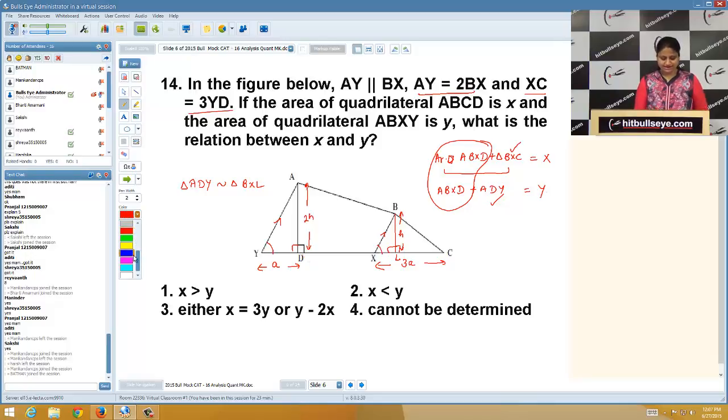Now we can find the area. First of all, triangle BXC area. It will be half into base into height, and ADY area will be half into A into 2h. Obviously you can see that BXC area is more than ADY area, that's why X should be more than Y. Is it okay with you, all of you? Aditi and Pranjal and Sakshi.